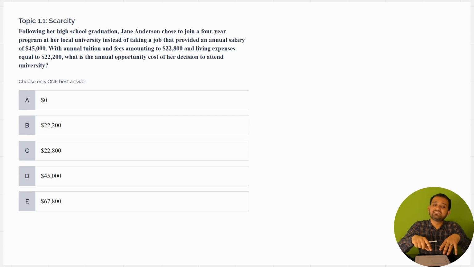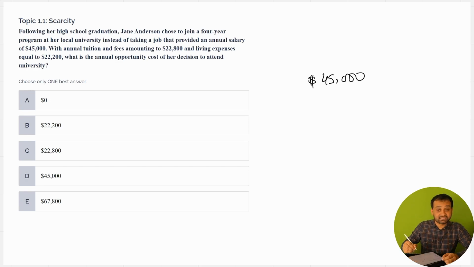So not only do you have to think about what's the value of the job that she's giving up, but you also have to think that she's paying that $22,800 for her university tuition that could have been spent elsewhere as well. So her opportunity cost in this case is going to be the $45,000 salary that she's giving up, and also the money that she's spending on her tuition fee, which is $22,800.